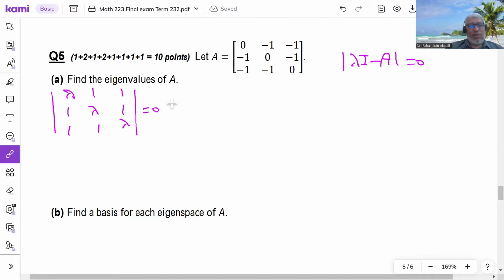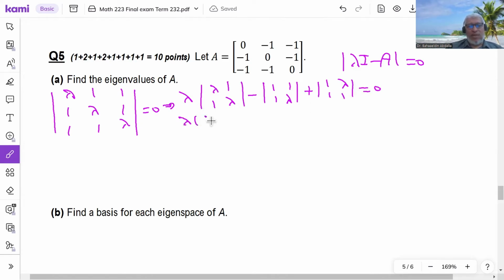Now solving this determinant, I'll have lambda here. I'll expand using the first row. So erase the row and the column. I'll have lambda times the determinant, and then minus 1 times, erase the column and the row. And then finally plus 1, this one. Erase the column and the row, equals 0. So I'll have lambda times lambda square minus 1, the determinant. Lambda minus 1, the determinant. 1 minus lambda.